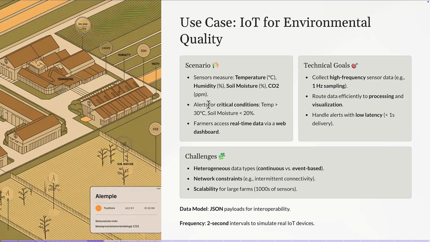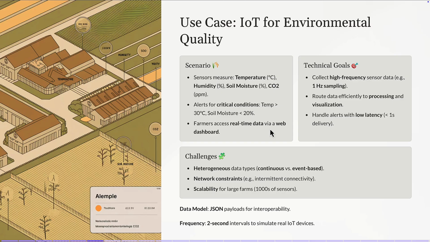We're going to define alert messages for critical conditions, which we will choose that if the temperature is more than 30 and the soil moisture is below 20, then I'm going to send an alert to the agriculture, to make sure to take proper action in real time. So the farmer accesses the real-time data via a web dashboard.